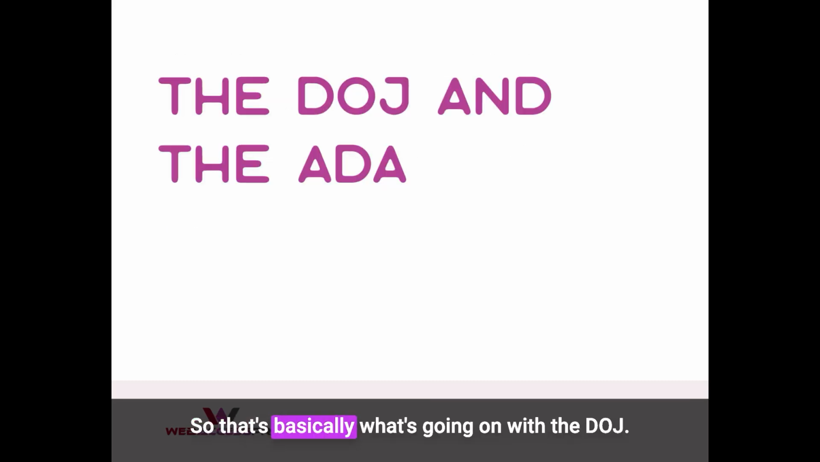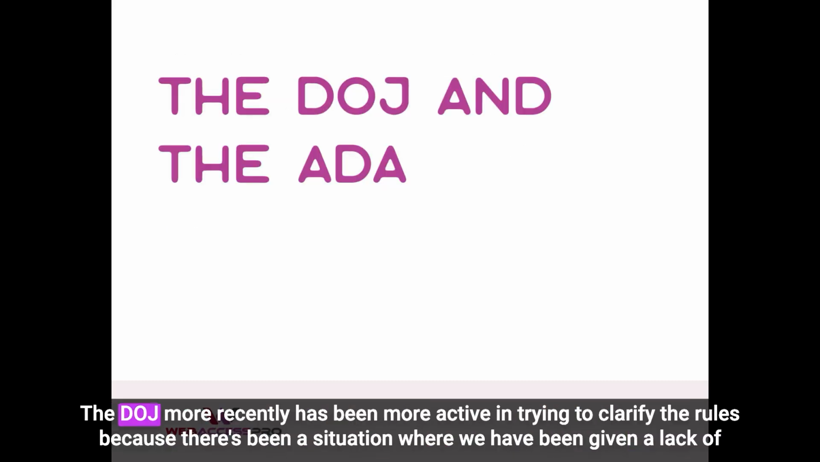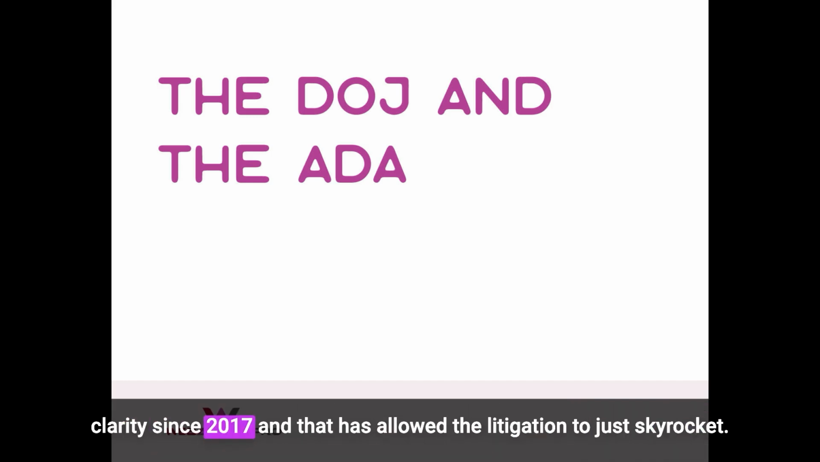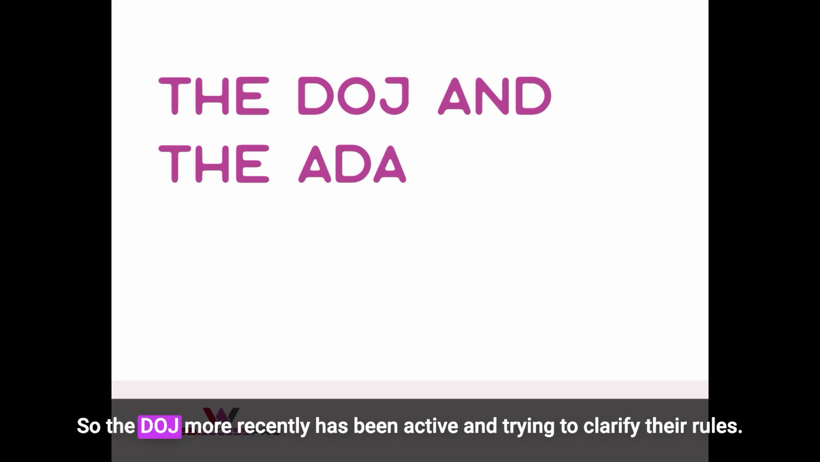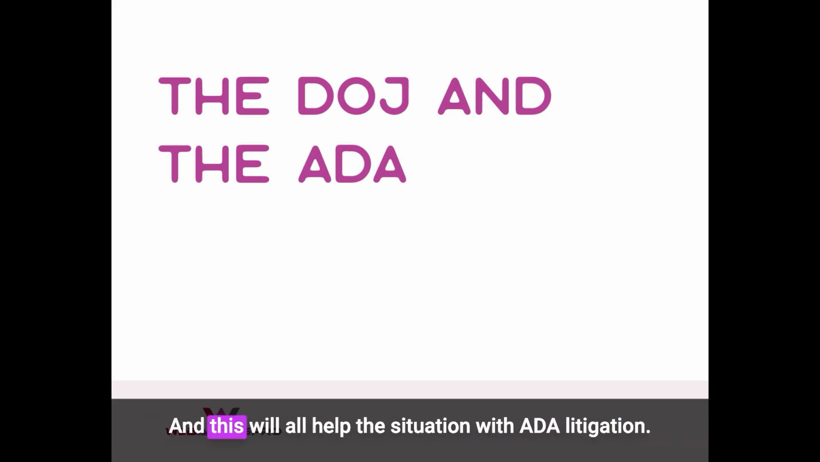So that's basically what's going on with the DOJ. The DOJ more recently has been more active in trying to clarify the rules because we have been given a lack of clarity since 2017, and that has allowed the litigation to just skyrocket. Businesses need information to figure out how they can start to get into compliance so they can avoid these lawsuits. So the DOJ more recently has been active in trying to clarify their rules, and this will all help the situation with ADA litigation.